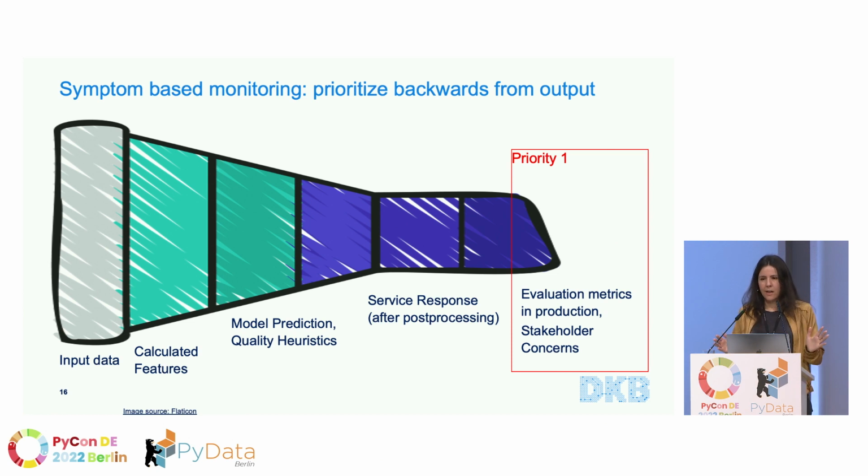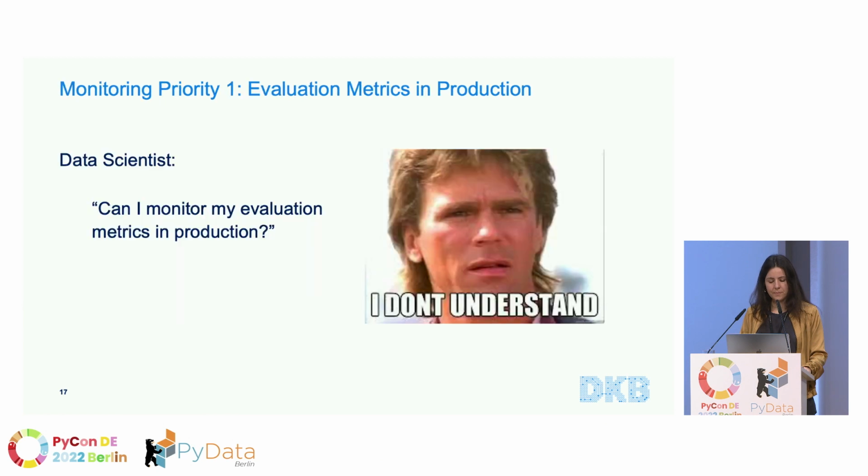Okay, generally my argument would be that we would like to do symptom-based monitoring, very similar to what we do in backend engineering. We want to catch the customer pain. So I would say we prioritize our monitoring backwards from the output, and we start to the right, and I will walk you through each of these stages, and let's start with evaluation metrics in production and stakeholder concerns.